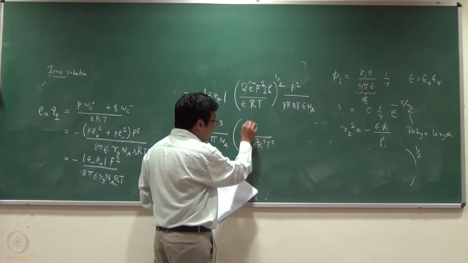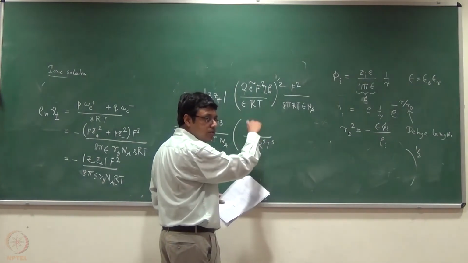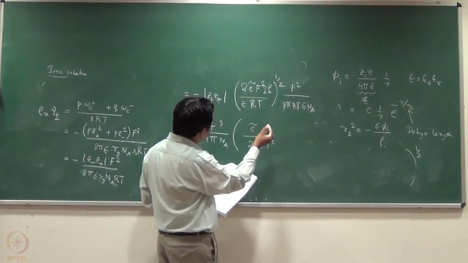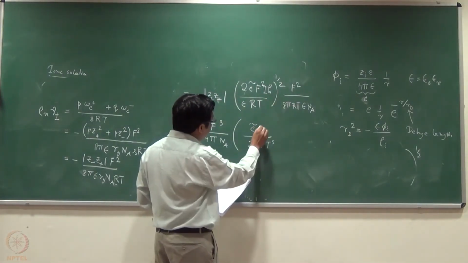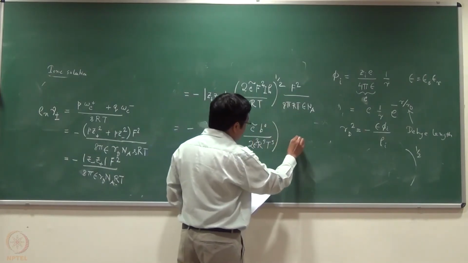In Atkins, he has written it as rho. The problem is that he is using rho as charge density as well as this. That's why I just wrote it as C tilde. And then what else do I have? F cube I have already taken out. I have B0. And then I'll just write it.